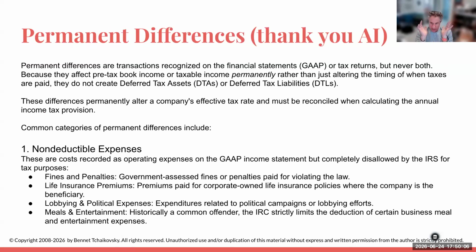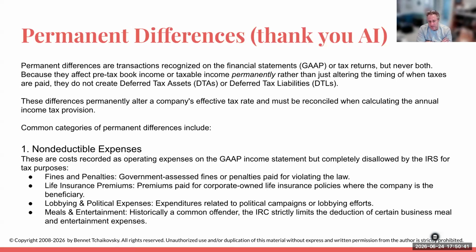So, permanent differences. These are very different from something like book and tax depreciation, which is ultimately what we call a timing difference. A permanent difference is a permanent difference, meaning that, for example, if we deduct fines and penalties on our financial statements, for tax purposes they may say no way. If we deduct life insurance premiums on our financial statements, and they're for corporate-owned life insurance policies where the company is a beneficiary, for income tax purposes they might not allow that.